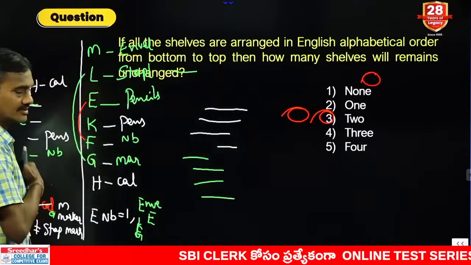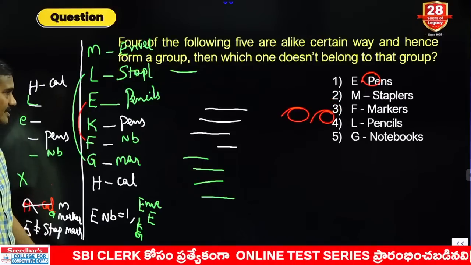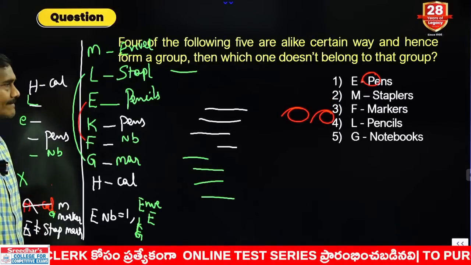Question number 9: there are 2 that will remain at the same place, L and M. Then coming to question number 10.